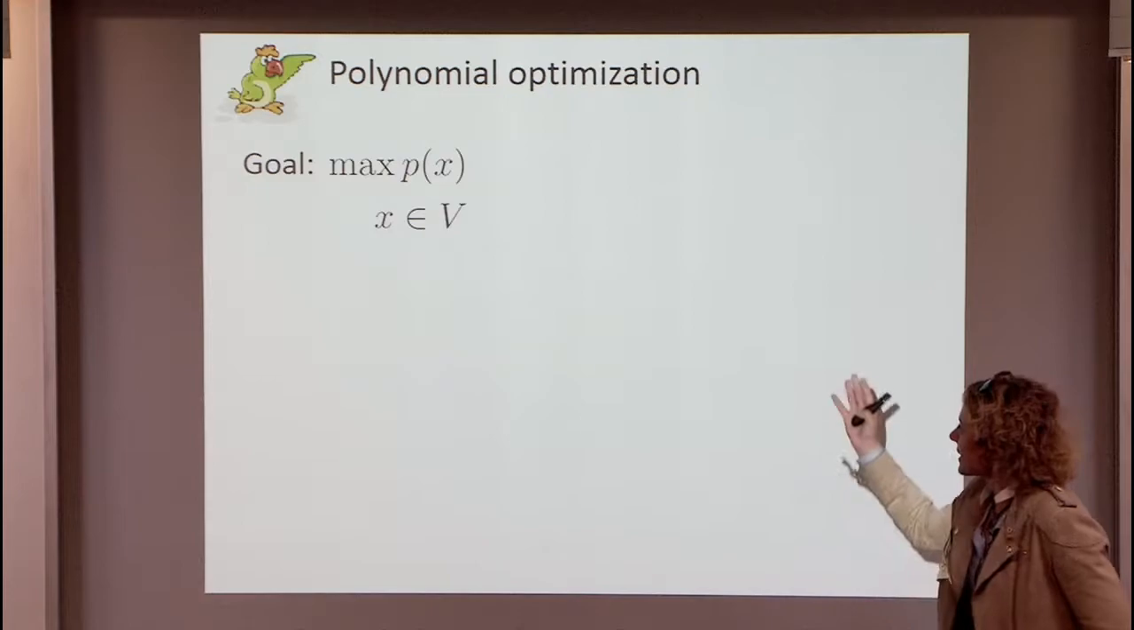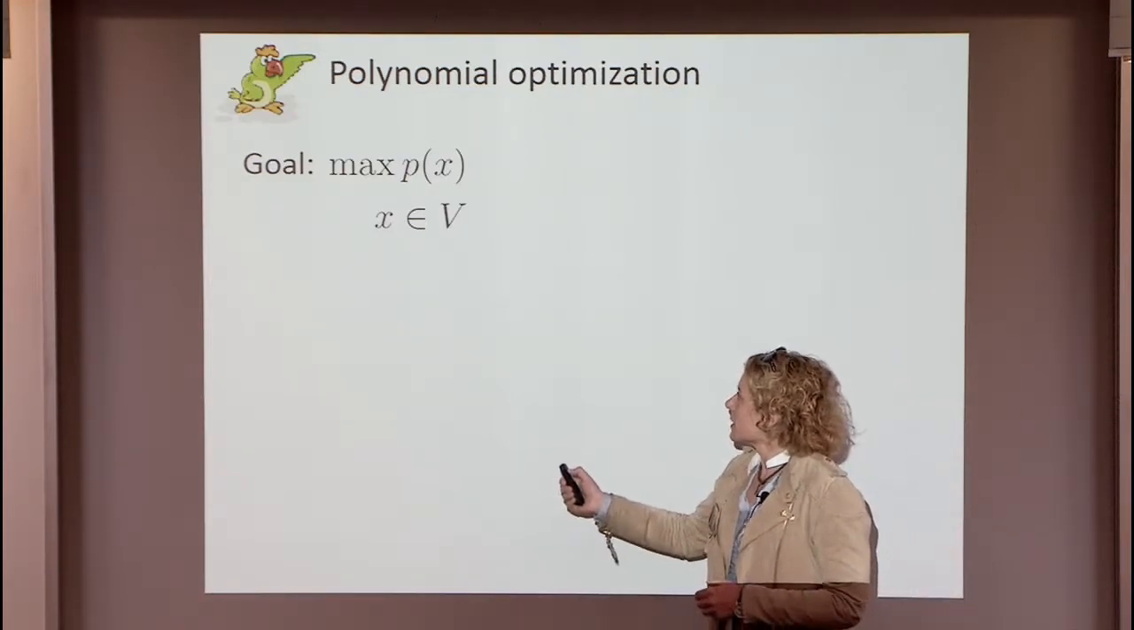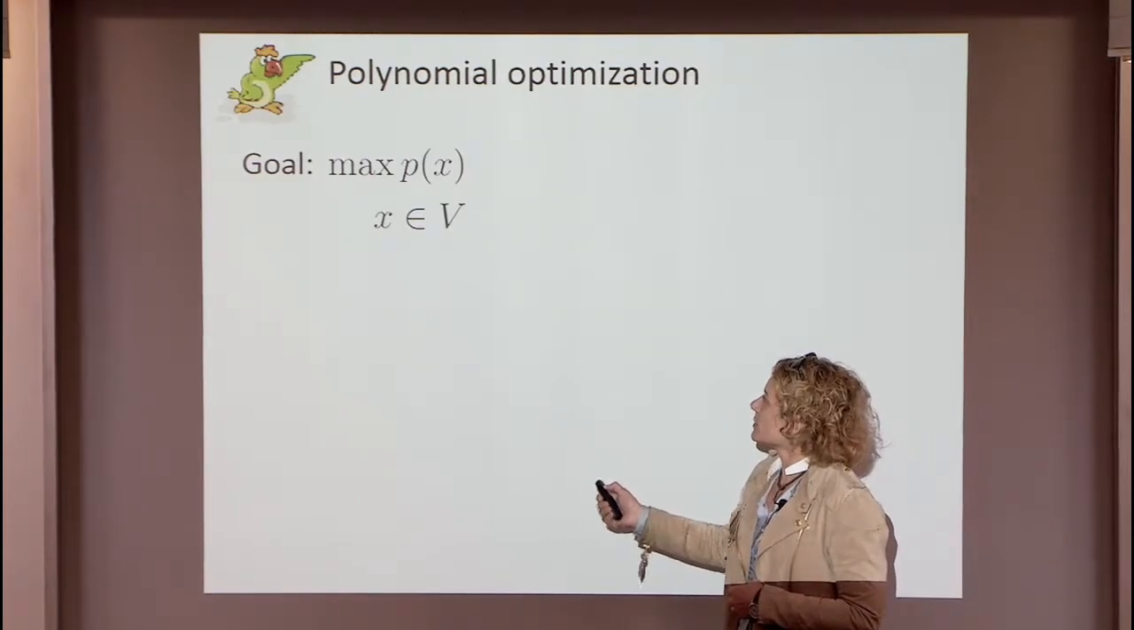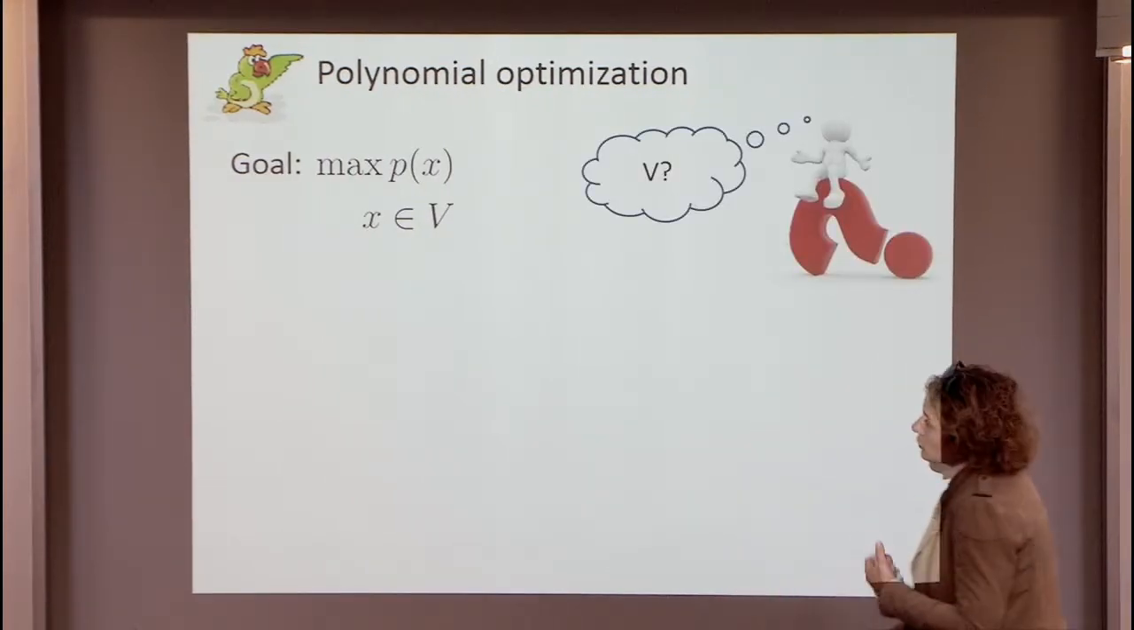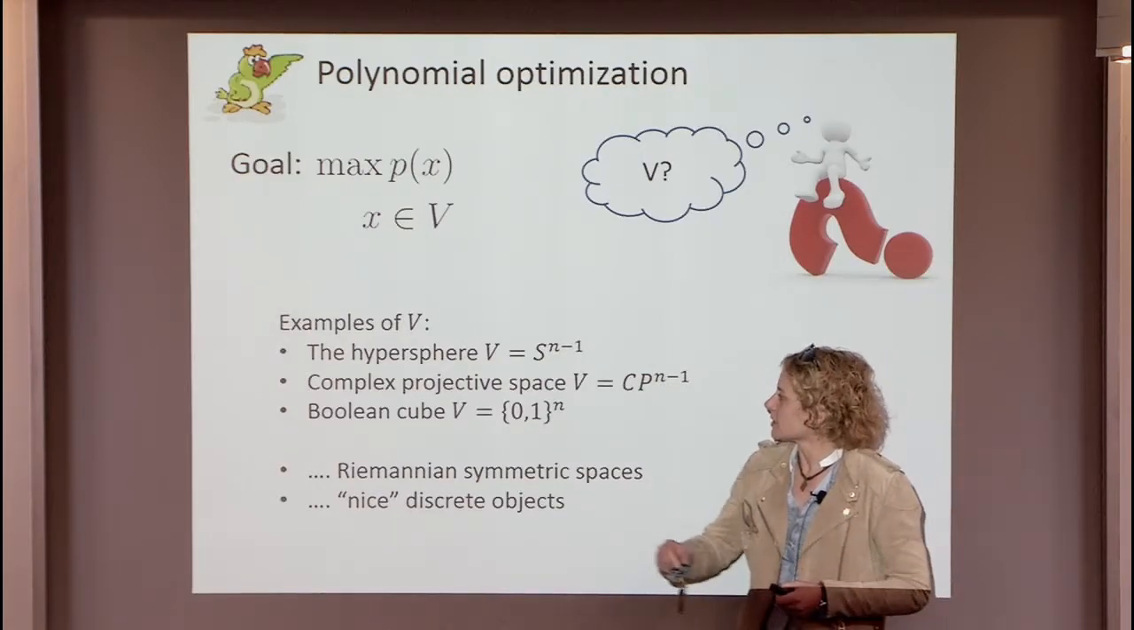Okay, so I guess you know all about what we want to do. We want to maximize or minimize some polynomial over some space V. So what is this V? Let me give you some examples that in particular will be interesting in this talk.